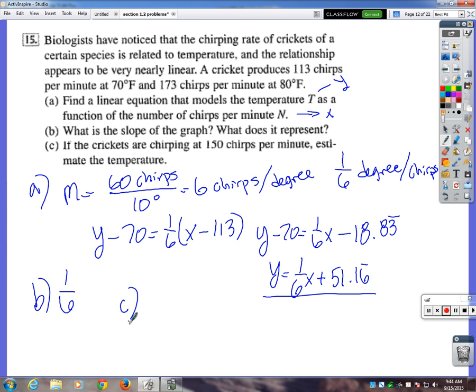Okay, C, if the crickets are chirping at 106 chirps per minute, estimate the temperature. So you plug that in for x. And then solve that.